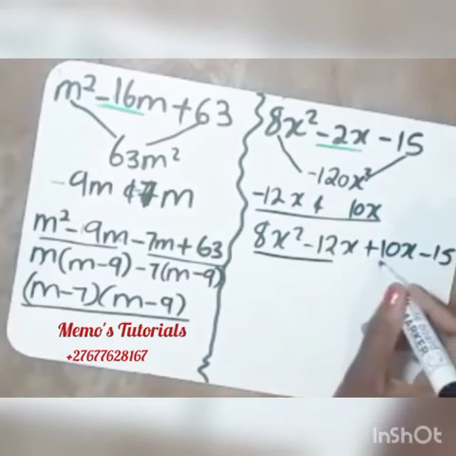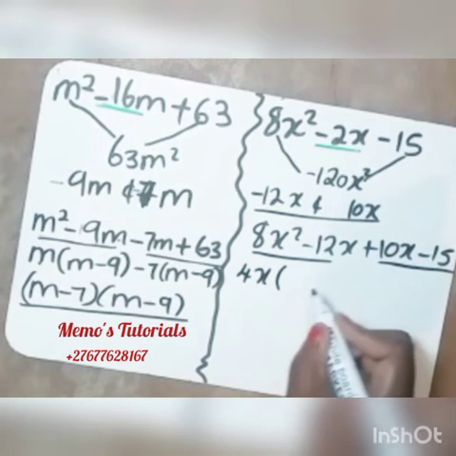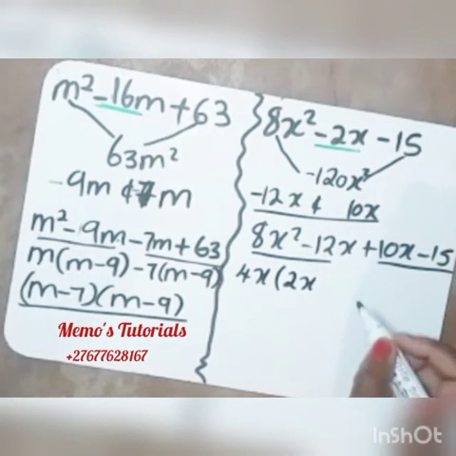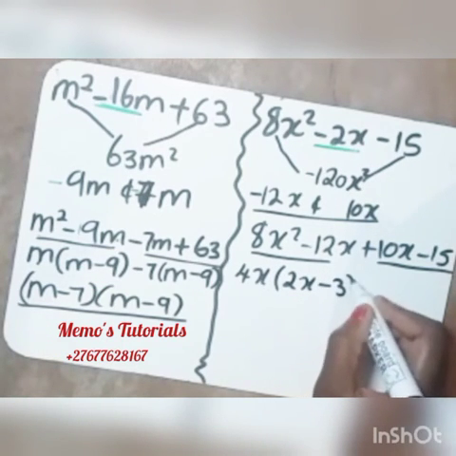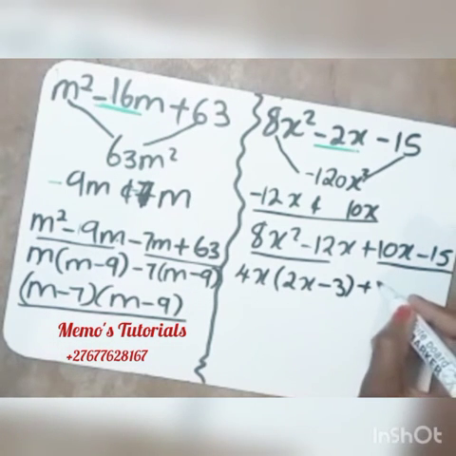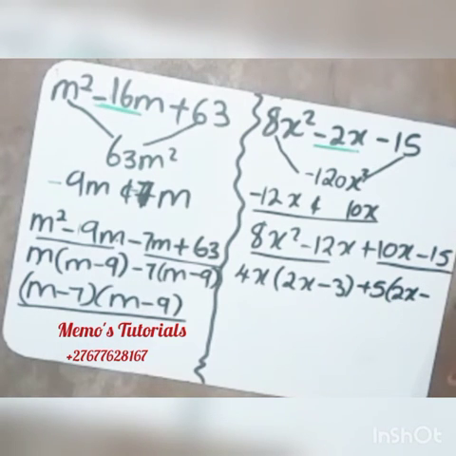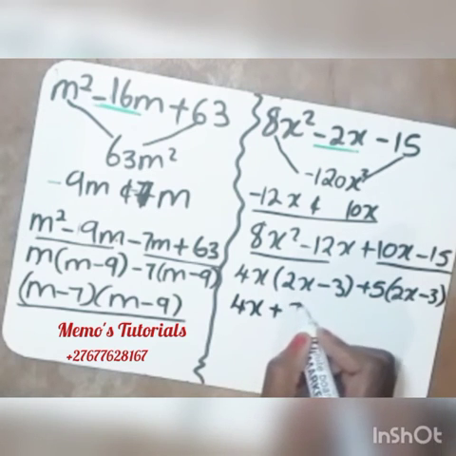Let's factorize by grouping. The first one, 4x is common. 8x squared divided by 4x is going to be 2x. 12x divided by 4x is going to be minus 3. Then on the second group there, 5 is common. 10x divided by 5, we're going to remain with 2x, and minus 15 divided by 5, we're going to remain with minus 3. Okay, so our final answer in this case, we're going to say it's 4x plus 5.